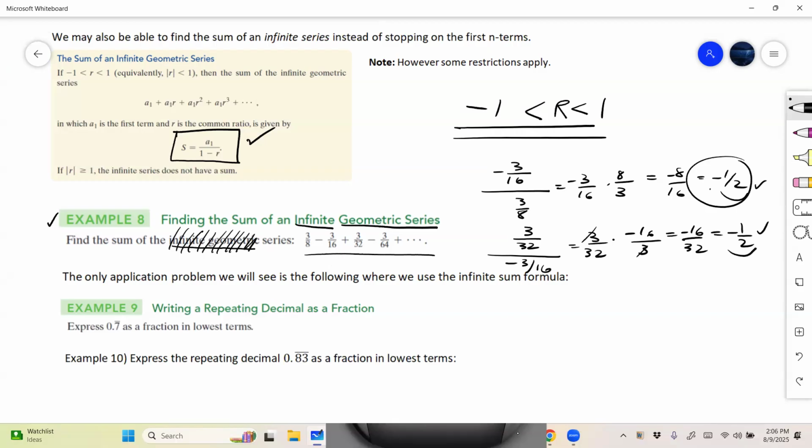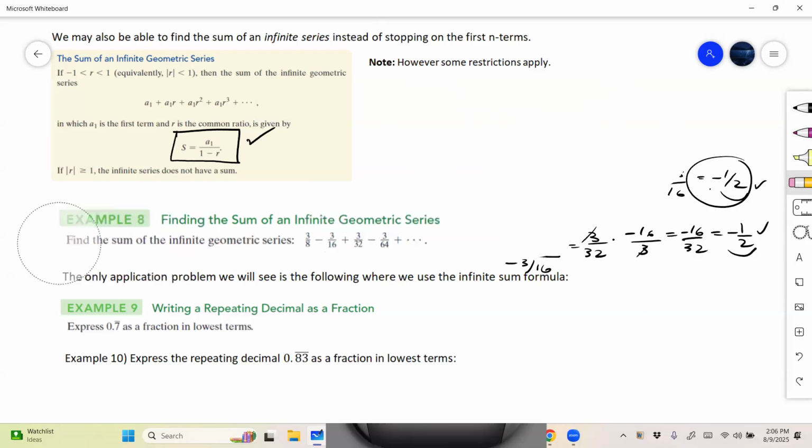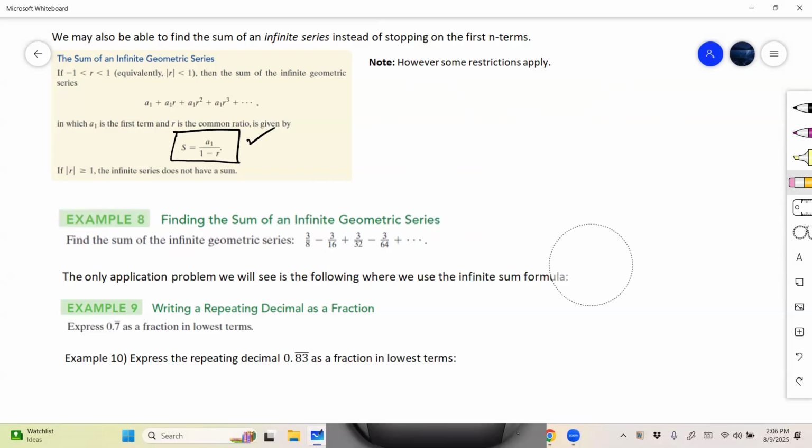I'm going to do this down here. Actually, I'm going to erase all of this stuff. I don't need it anymore. And we can do the work here on the corner. So sum, and notice there is no n here. Don't put an n here because this is not a finite series. It's an infinite series. So just S equals a1 over 1 minus the ratio, which was -1/2.